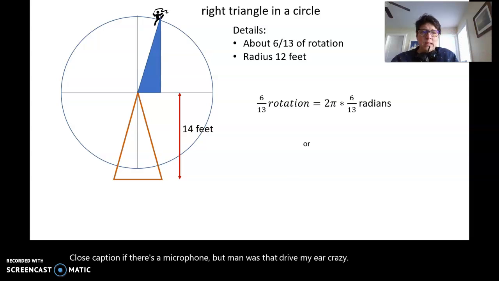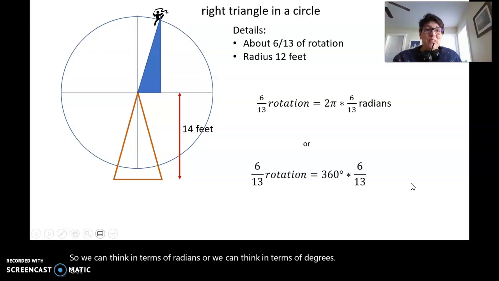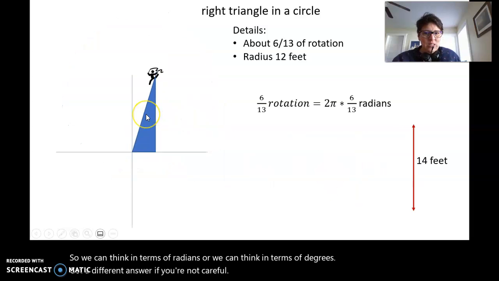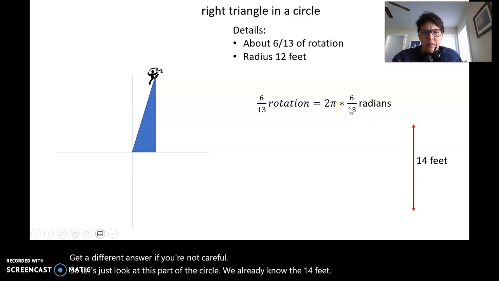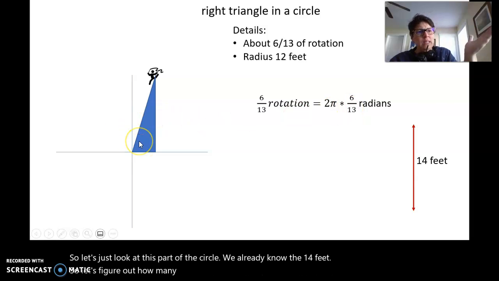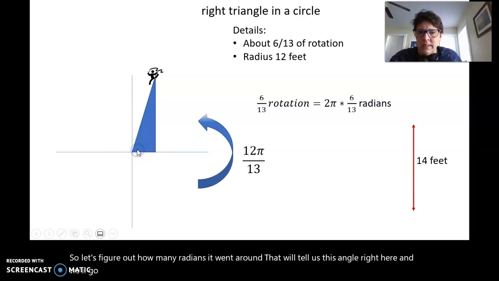So we can think in terms of radians, or we can think in terms of degrees. You'll get a different answer if you're not careful. So let's just look at this part of the circle. We already know the 14 feet. So let's figure out how many radians it went around. That will tell us this angle right here, and we'll go ahead and call it theta.